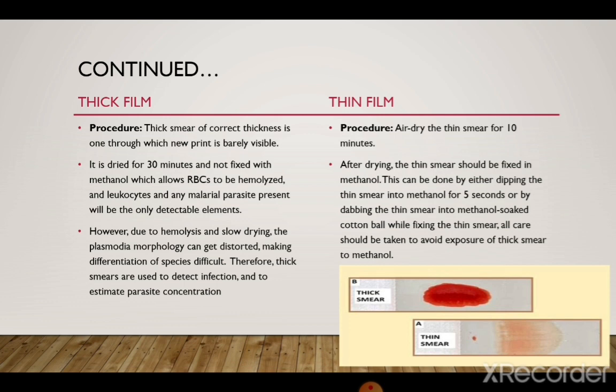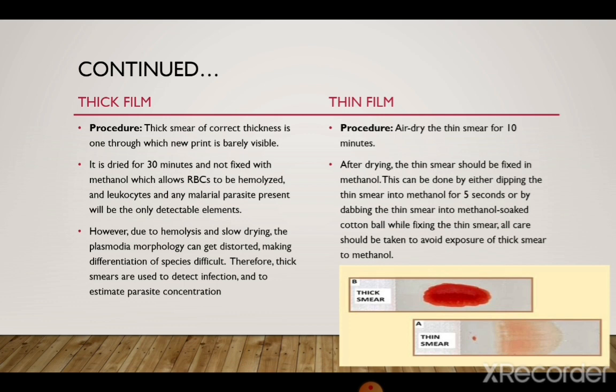The procedure for thick film: a thick smear of correct thickness is one through which newsprint is barely visible. It is dried for 30 minutes and not fixed with methanol, which allows RBCs to be hemolyzed, and leukocytes and any malarial parasite present will be the only detectable elements. However, due to hemolysis and slow drying, the Plasmodium morphology can get distorted, making differentiation of species difficult. Therefore, thick smears are used to detect infections and to estimate parasite concentration.